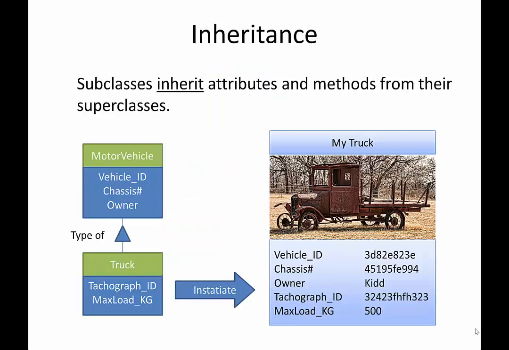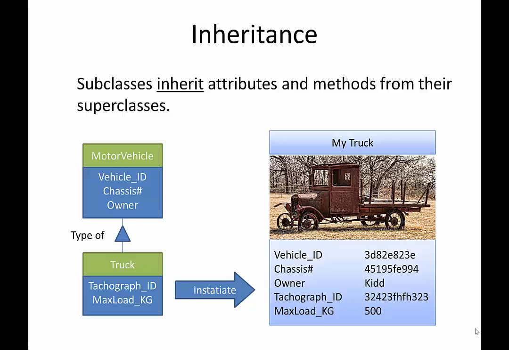So here's an actual practical example. Subclasses, remember, inherit attributes and methods from their superclass. So we have a superclass motor vehicle, which has a vehicle ID field, a chassis number, and an owner. This is the inheritance relationship in UML. We'll meet that. So a truck is a type of motor vehicle. Truck has defined tachograph ID. Tachographs, in case you don't know, are those bits of paper in lorries that record how long people are driving for. So cars don't need tachographs, motorbikes don't need tachographs, but trucks do.